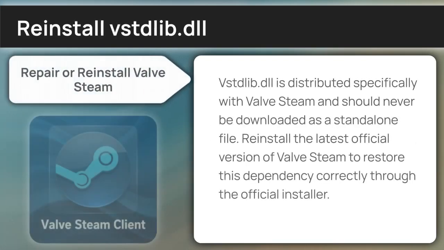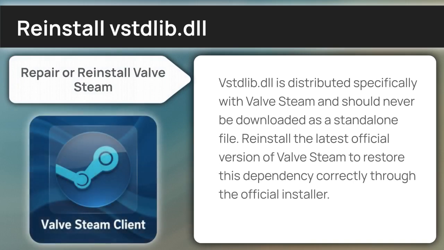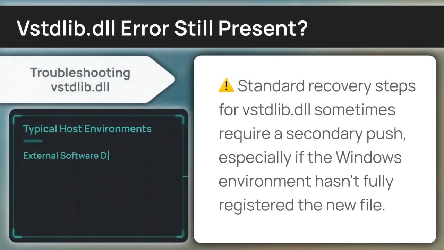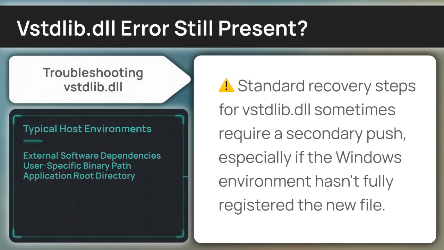Vstdlib is distributed specifically with Valve Steam and should never be downloaded as a standalone file. Reinstall the latest official version of Valve Steam to restore this dependency correctly through the official installer. If you are still encountering the error after following the official setup, it's time to investigate the underlying system architecture.